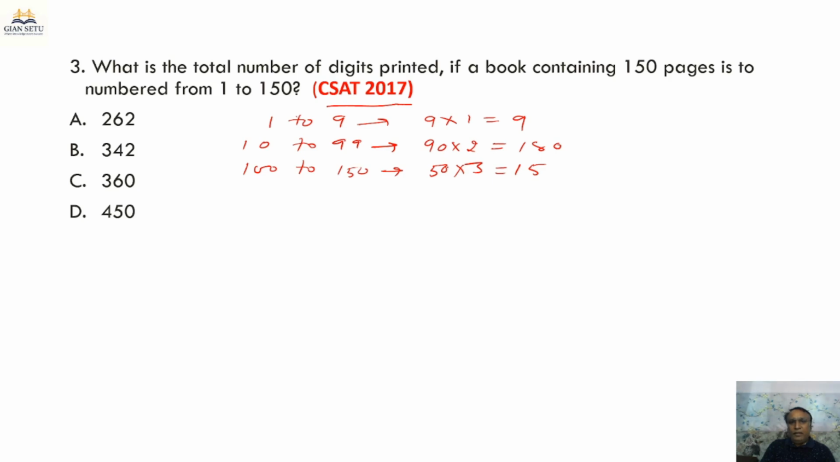sorry, here it will be 51. Okay, so how it becomes 153. So if we add all these, it will be 3, sorry, and here it is 2, then 4, then 3. So right answer is B here.